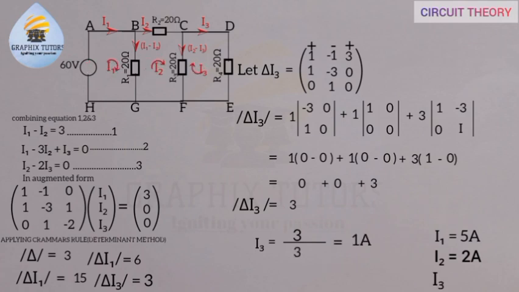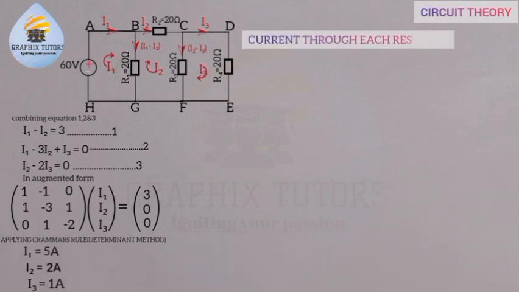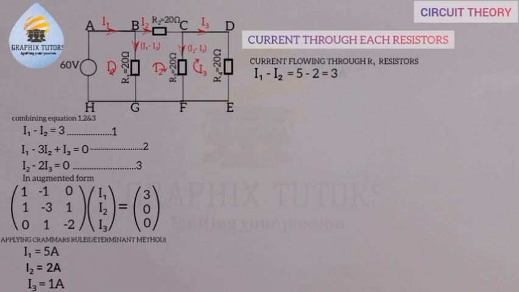1 ampere. So the question says to look for the current through each resistor. Am I correct? Branch current flowing through each resistor. So the current flowing through R1 is, from the equation we have, I1 minus what? I2, right? And I1 is 5, I2 is 2. So 5 minus 2 is 3 ampere. So the current flowing through R1 is 3.